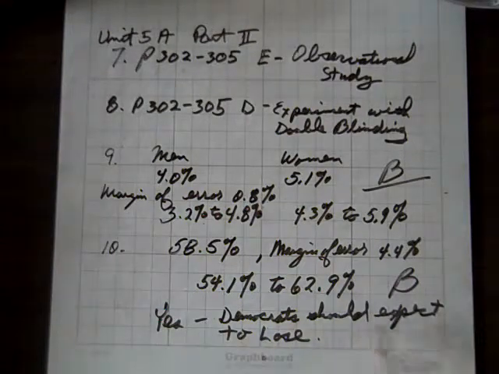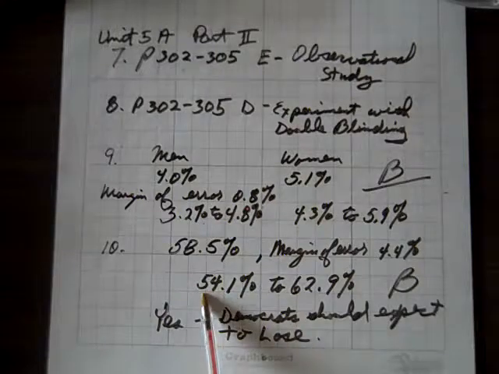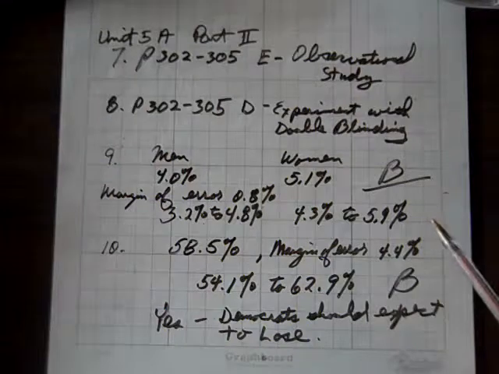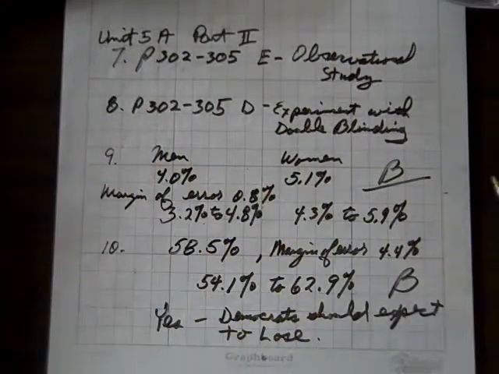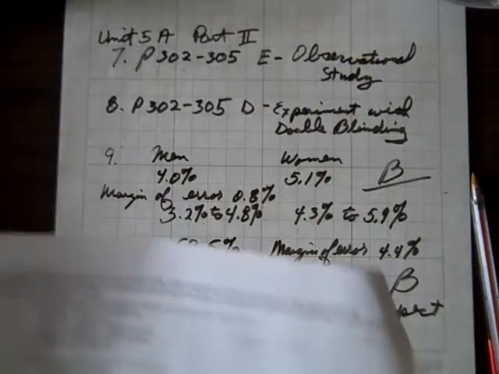And yes, the Democrats should expect to lose, because even with the lowest, by subtracting the margin of error from 58.5%, we're still above 50%. So looks like the Democrats are going to lose that one. And we're done.